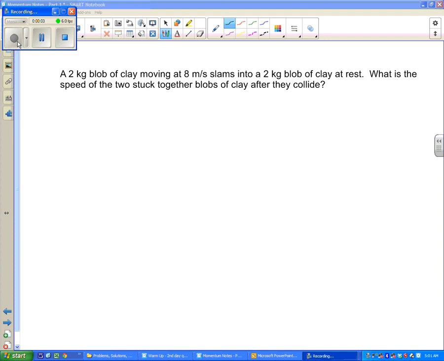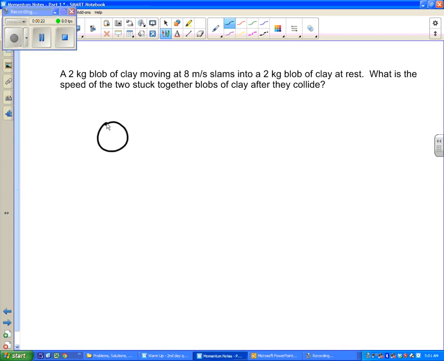Welcome. Right now we're going to work on a conservation of momentum problem involving two blobs of clay colliding in one dimension. And the first thing we do in these types of problems is write down what we know, and in doing this we're going to actually do this through a picture.